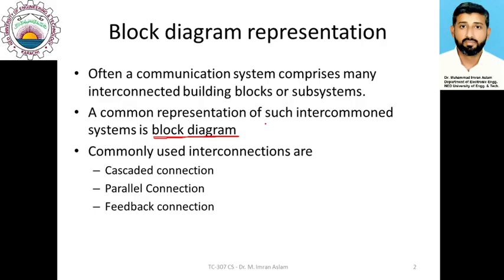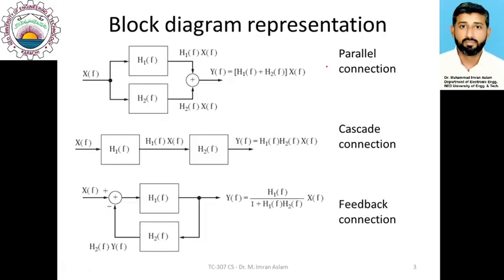This two-port block can be connected in a variety of different fashions. The interconnections that are commonly used in communication systems are these three. One is called cascaded connection, second one is called parallel connection, and third is called feedback connection. And by multiple types of connections, we can have different types of implementation of different systems. Let me illustrate these three different connections.